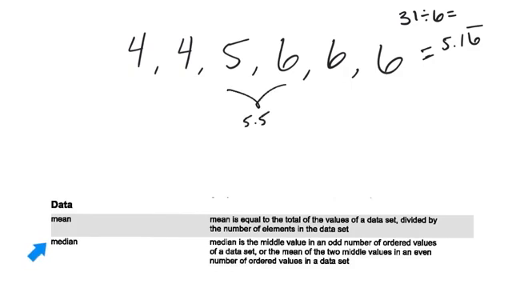The mode's not given, but it's the entry that occurs the most. The mode is the most, and you can also have multiple modes. The range is the biggest number minus the smallest number.